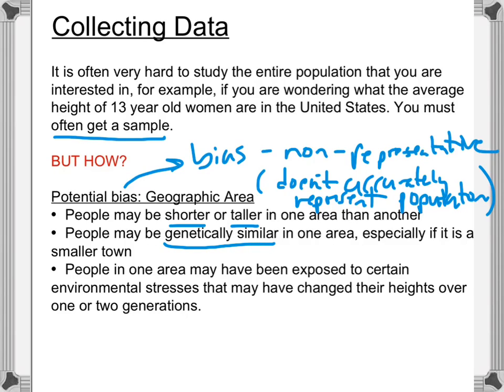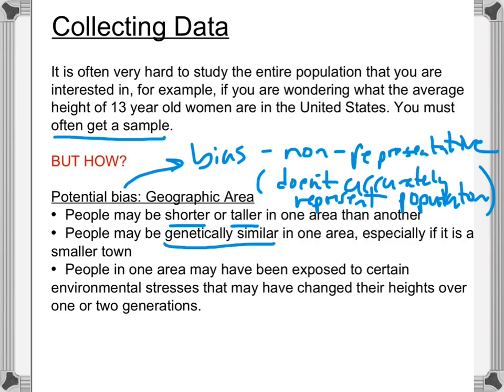So if you're in a small town, people might be genetically similar if they have a lot of relatives in that town, which means that being tall or short is part of its genetics. So you don't want to have someone who's genetically similar if that's a factor that you're studying. So if you're studying a genetic factor, you don't want to have people who are genetically similar.